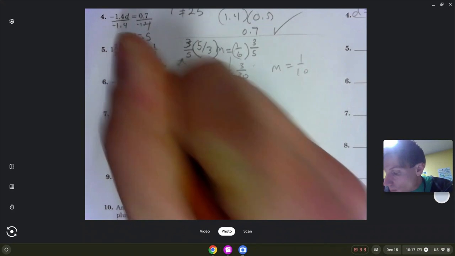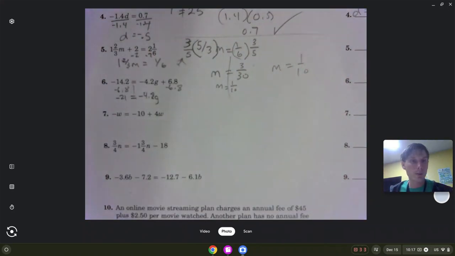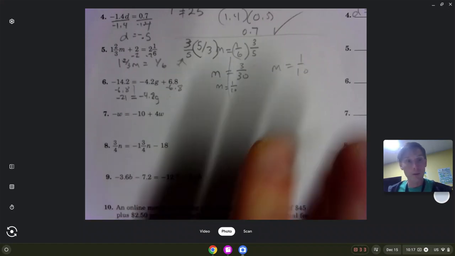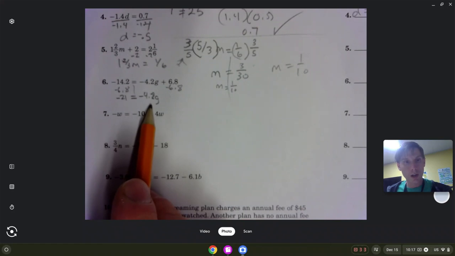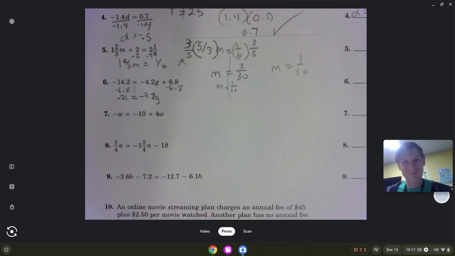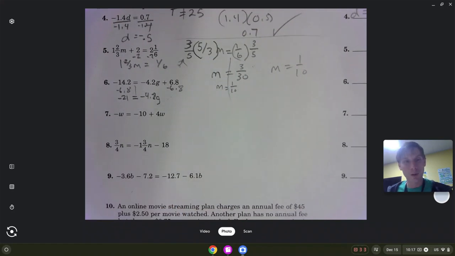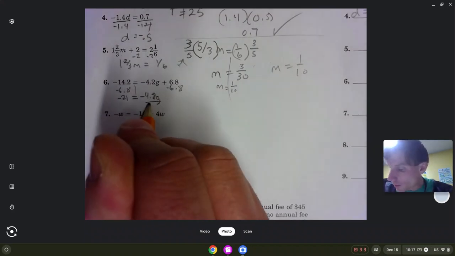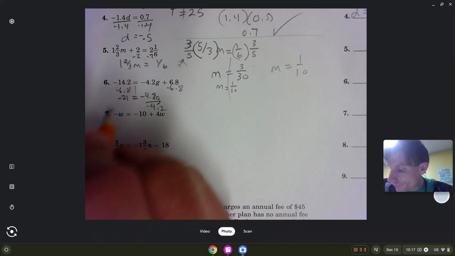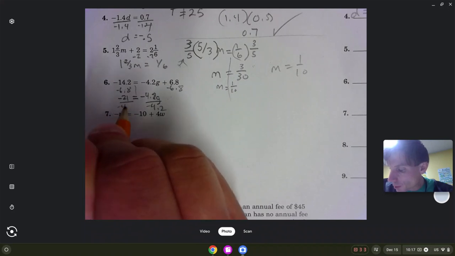So again, that's just rules of adding and subtracting integers that we should be familiar with. Okay, last step, we need to get g all alone here. So how do we get g all alone? What is that negative 4.2 doing to g? It's multiplying, so we must divide. Divide by negative 4.2, divide by negative 4.2.